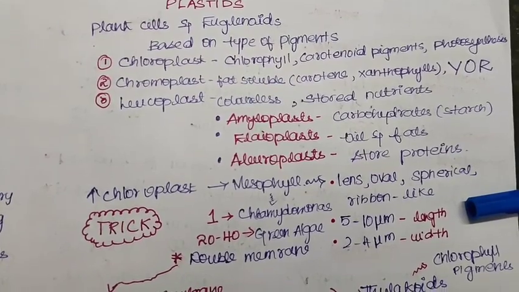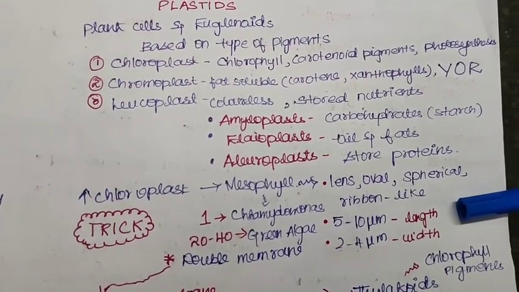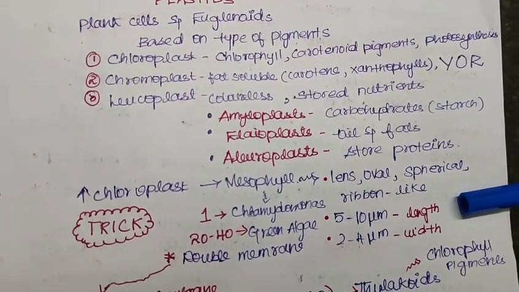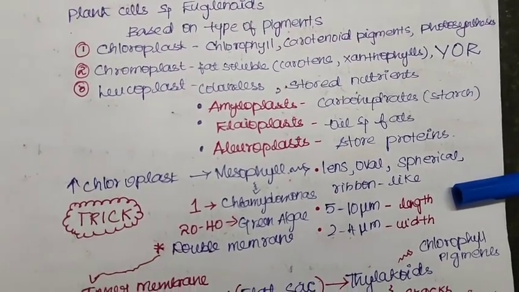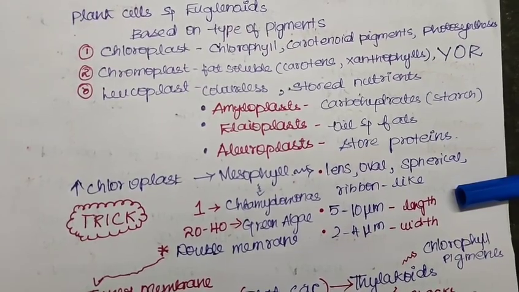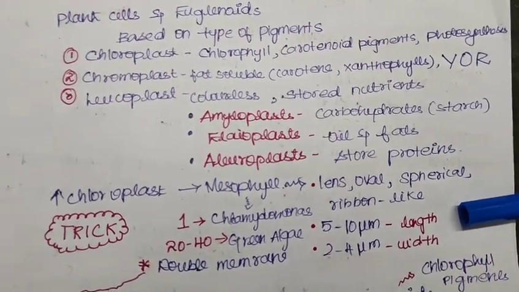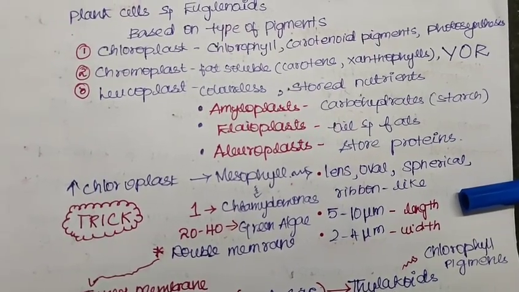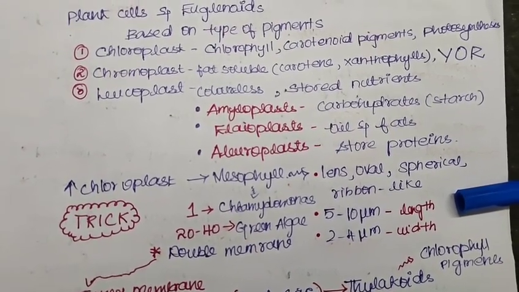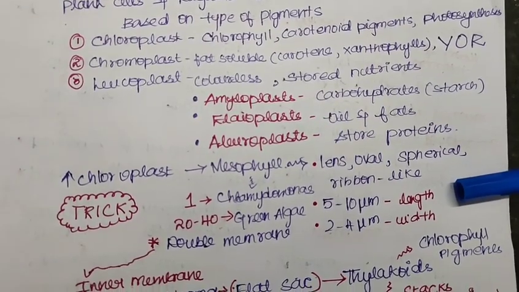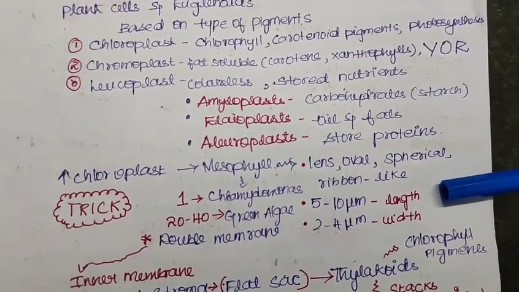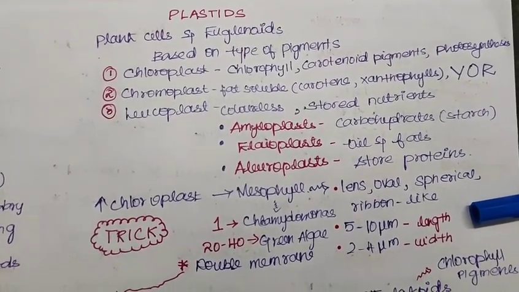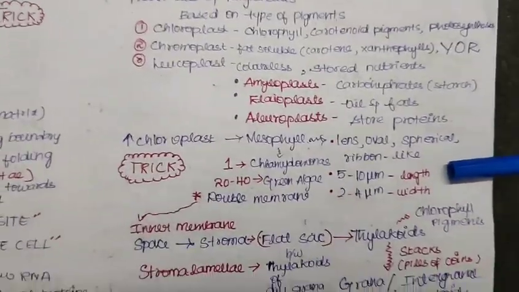Now to talk about the leucoplast, it is colorless and it stores nutrients, of 3 types: amyloplast, elaioplast and aleuroplast. These are for storing food. The amyloplast stores carbohydrates, which is starch, and elaioplasts, as the name indicates, store oil and fat, and aleuroplasts store protein. These are the types of plastid.